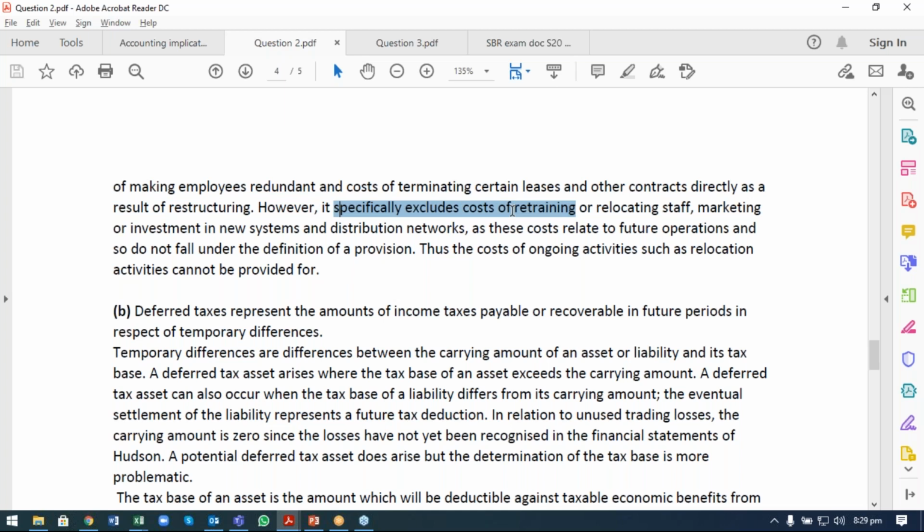However, it specifically excludes the cost of relocating or retraining staff, marketing, or investment in new systems and distribution networks, as these costs relate to future operating losses and so do not fall under the definition of provisions. So the cost of ongoing activities such as relocating activities cannot be provided for. Is it clear to everyone what we have concluded here?